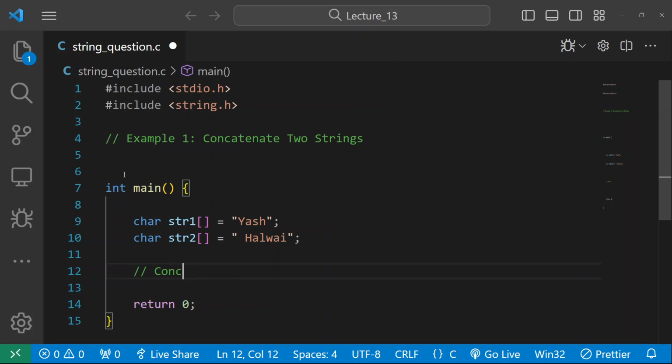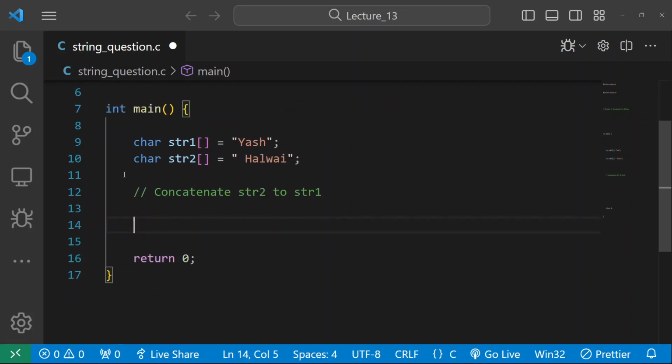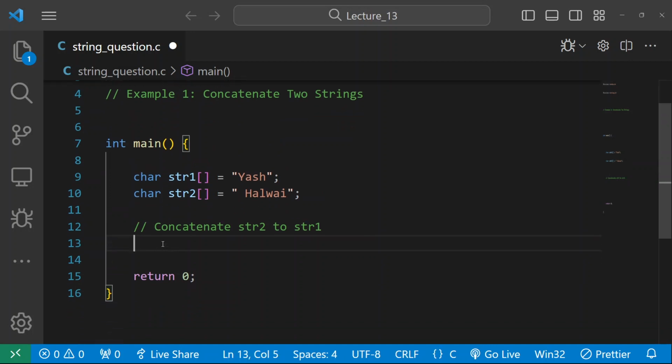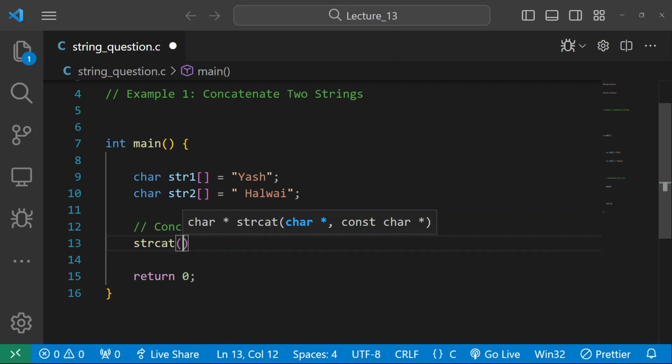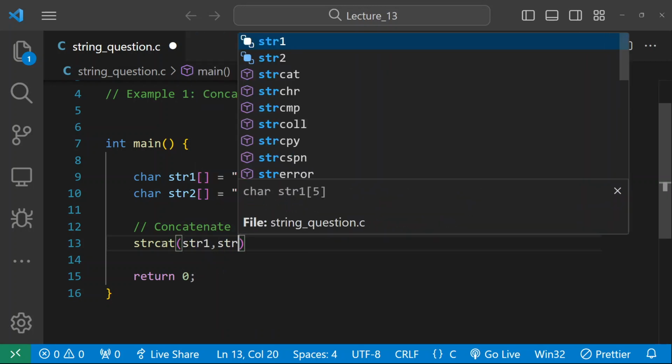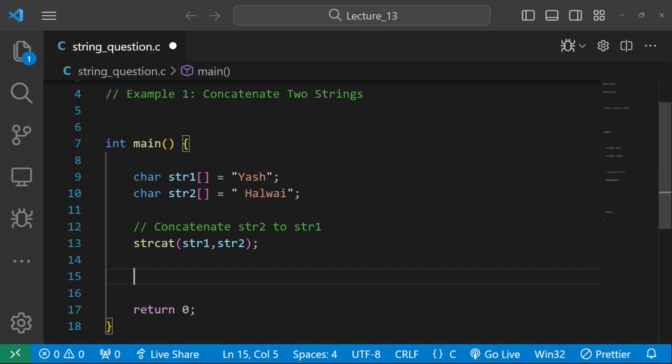Now I'm concatenating. Which function did I use for that yesterday? Anyone let me know. Please unmute and let me know before I write it. What was the function name in the string.h header file? Yes, strcat, very good. We have used strcat and written both the names, str1 as well as str2, semicolon, and let me print it.